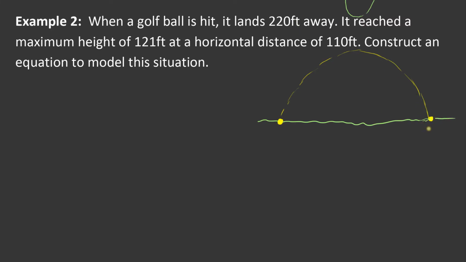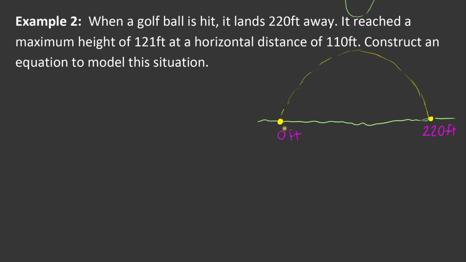I know that spot right there is 220 feet. What does that mean about the first one? Well, if the first one is where I hit it from, and this is where it landed, I can really say that this is 0 feet. Because in order for this to be 220 feet away from where I hit it, I need that full distance of 220, so this is 0 feet.